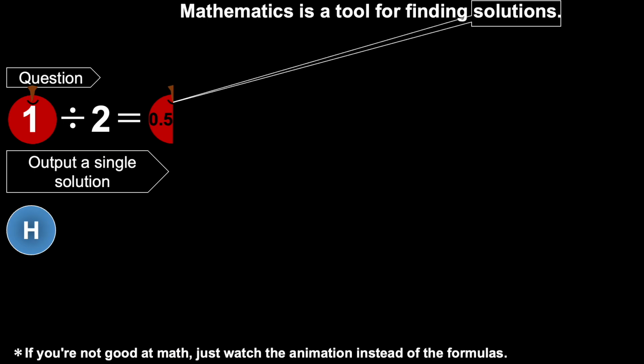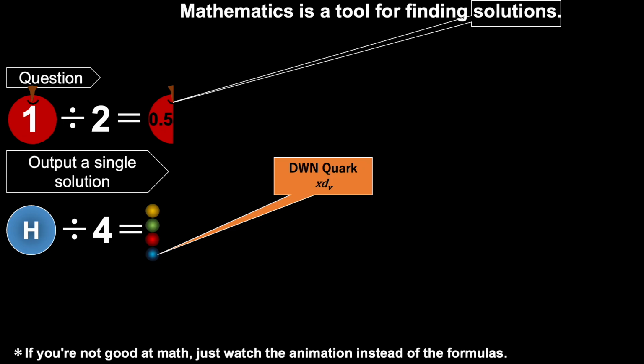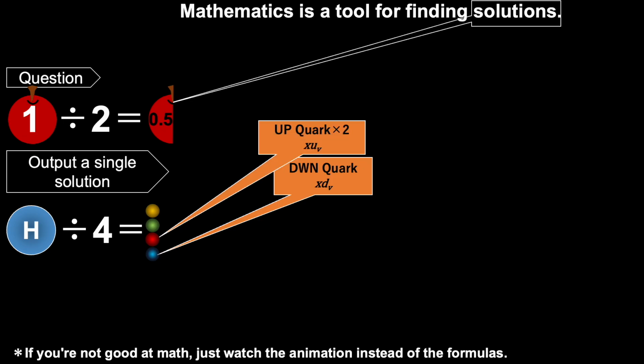Mathematics is traditionally seen as a tool for finding a single solution. For example, 1 divided by 2 equals the single answer, 0.5. The rule is that for any given problem, there must be only one answer after the equals sign. But what happens if you try to divide a hydrogen atom by 4? If you think in terms of getting a single answer like 0.5, you can only describe a fraction of its reality. This is insufficient for describing the quantum world.